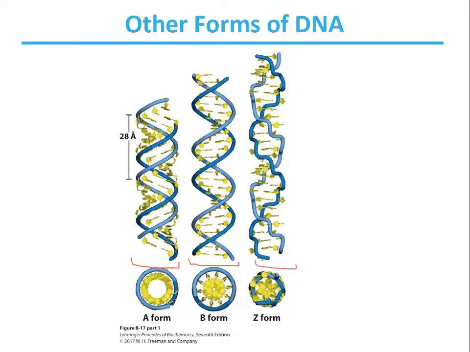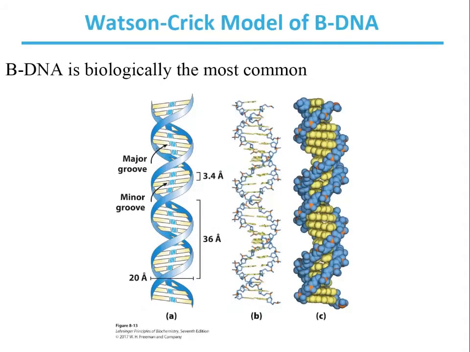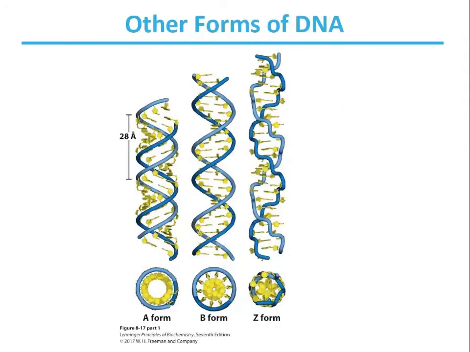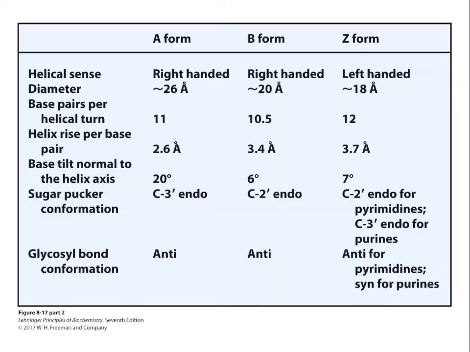The diameter of Z form should be less. So the diameter of A form is 26 angstrom, B form is 20, and Z form is 18 angstrom. So the diameter is less in Z form. The biggest diameter is A form. Z form is counterclockwise because it's left-handed.